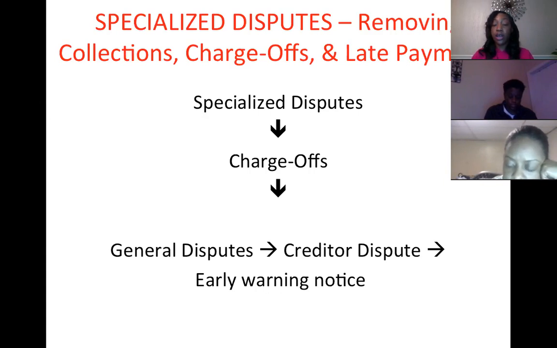Second, you want to go to the creditor and dispute directly with the creditor. Let them know, hey, you don't think it's being reported 100% accurately. Can they do an investigation? It's your right to dispute directly with them, all that good stuff. And then lastly, let them know, hey, I didn't get an early warning notice. You're supposed to get an early warning notice regarding charge-offs, letting you know that they're going to place a negative item on your credit report, and simply let them know they never sent it, you never received it, and you want them deleted from your credit report.